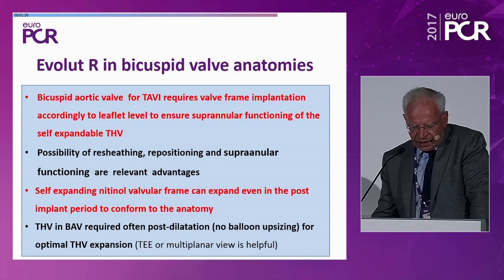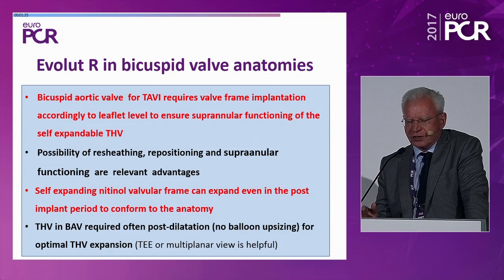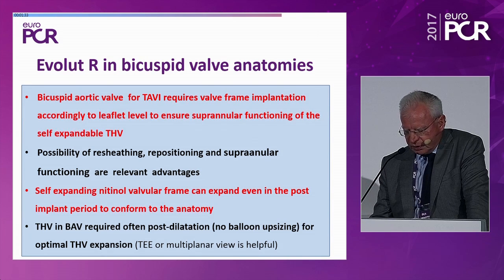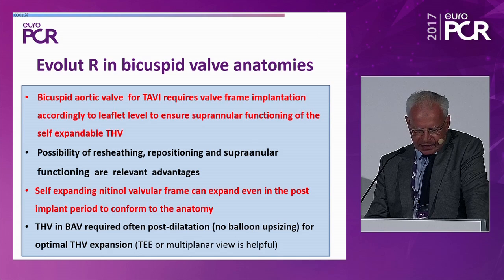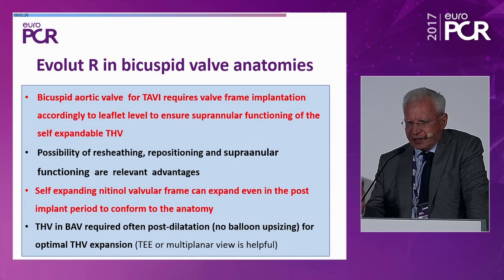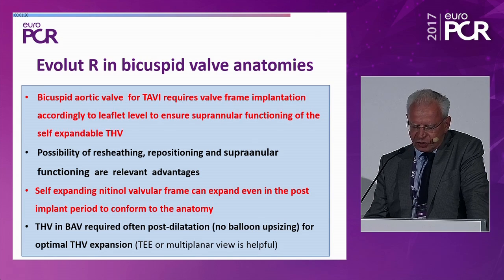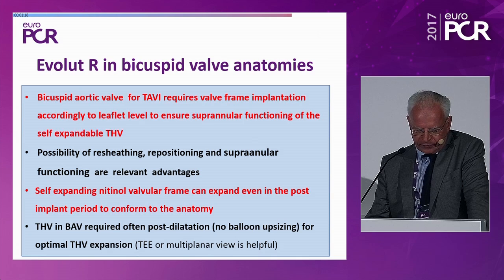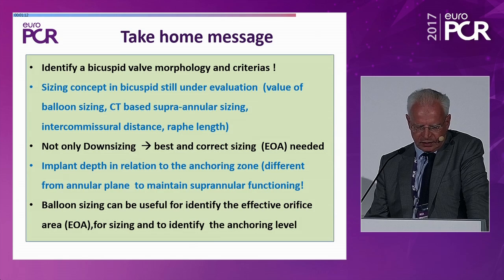So I would like to conclude that bicuspid aortic valves require a frame implantation according to the leaflet levels, which is different from the annulus. And there the balloon gives you, if you're looking for the indentation, some idea where the anchoring zone is. And I think really in this situation, the possibility to resheath and reposition is crucial, because it's not always possible to get it right the first time. And of course, if you do post-ballooning, use the same balloon which was identified.